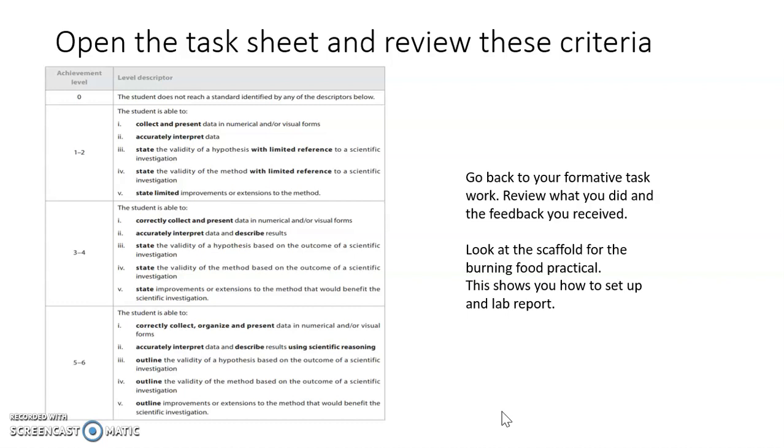Have a look at the work that you produced when we did that common formative task, and importantly, look at the feedback that was offered to you at that particular moment, because that feedback is going to be useful for this particular task sheet. So pause the video here, go back and have a look at those items of work, and then continue with the video.